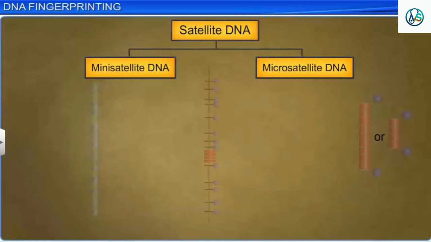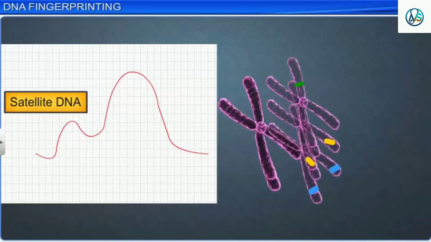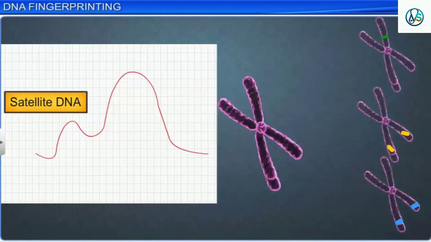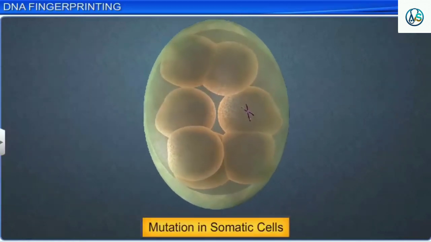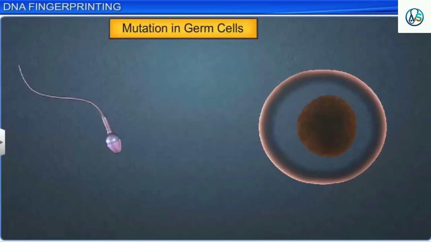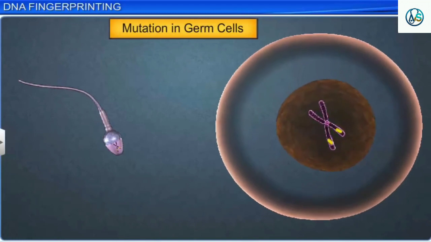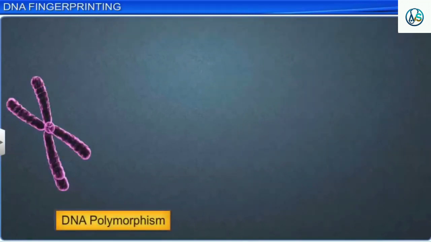These satellite DNA do not show any impact on reproducing ability and exhibit a high degree of DNA polymorphism, or genetic variations within a population. DNA polymorphism is the result of mutations in either somatic cells or germ cells, which accumulate over generations. DNA polymorphism is the guiding principle behind genetic mapping and therefore helps in the DNA fingerprinting technique.